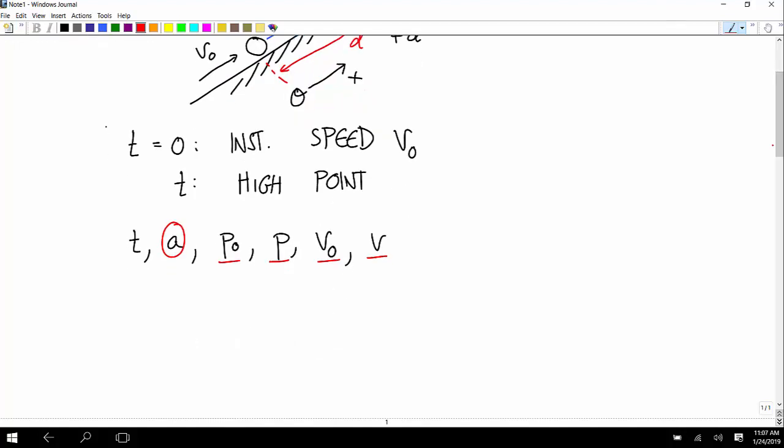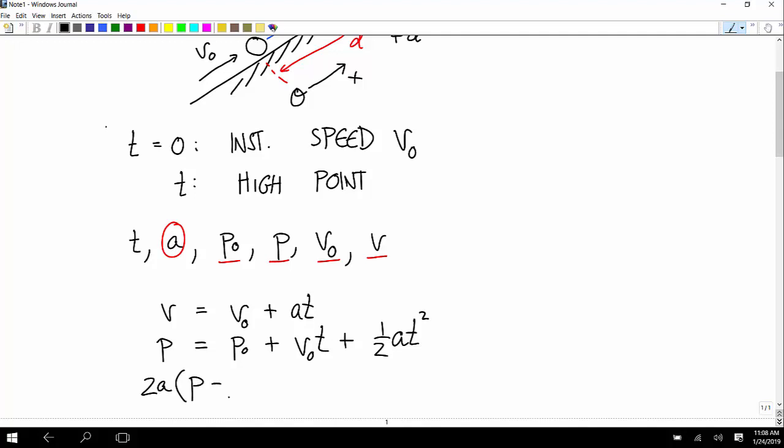So the three equations that we're considering are v is equal to v0 plus at, p is equal to p0 plus v0t plus 1/2 at squared, or 2a times the quantity p minus p0 is equal to v squared minus v0 squared. All three of these have a in them, so that's not a problem. But the top two equations both have t in them also, and we don't know what that is. This is the one that looks like it's going to work for us, the third one.